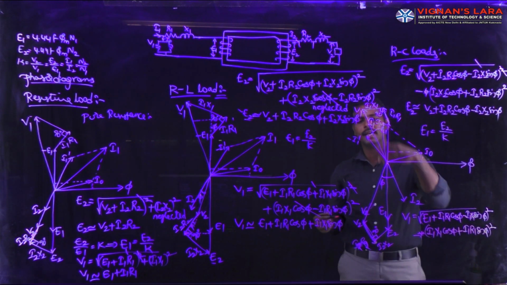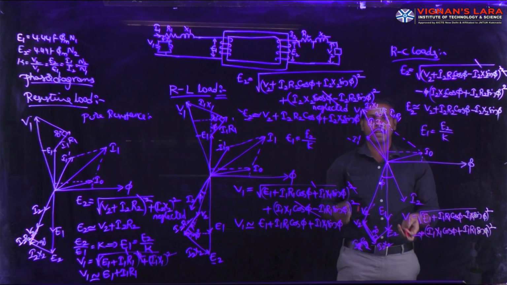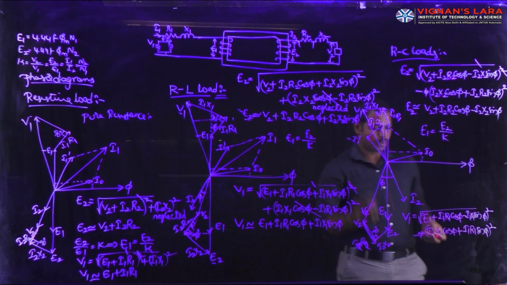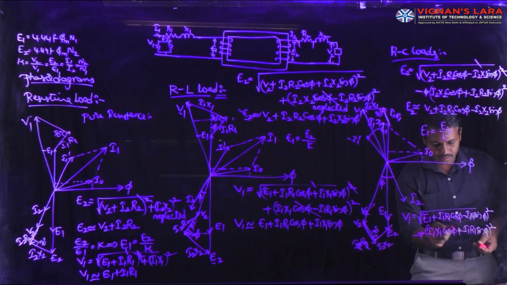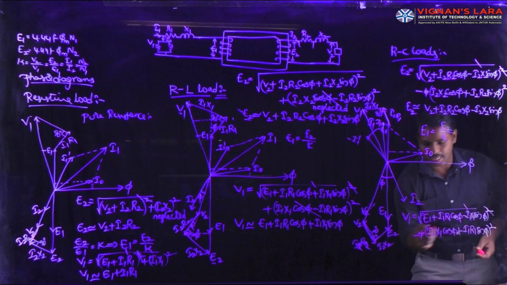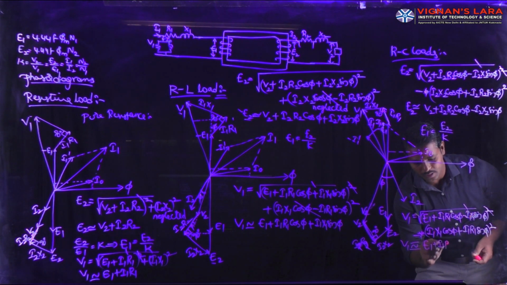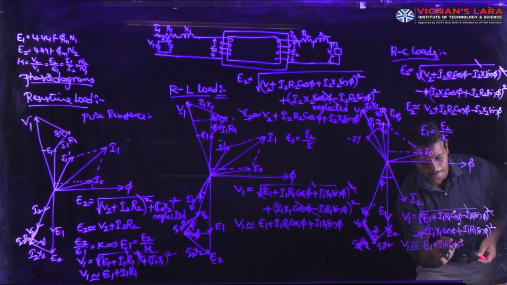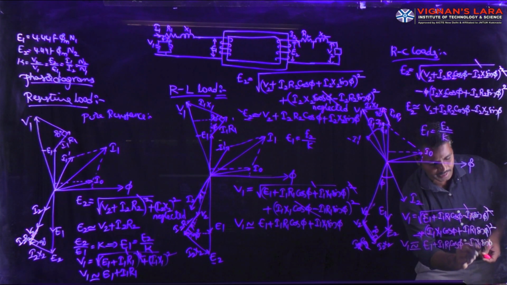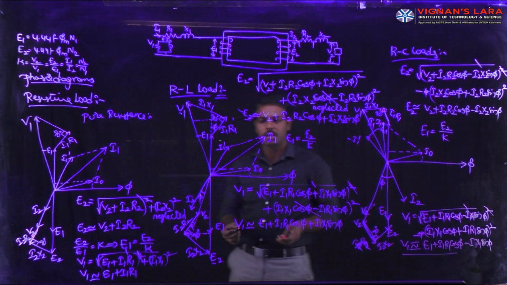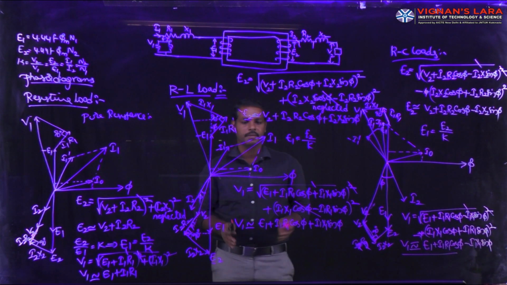For easier understanding of the given diagram, we can simplify this part. This term is very, very small, so these two get cancelled. V1 is approximately equal to E1 plus I1 R1 cos phi minus I1 X1 sin phi. So these are the voltage equations for the phasor diagrams.